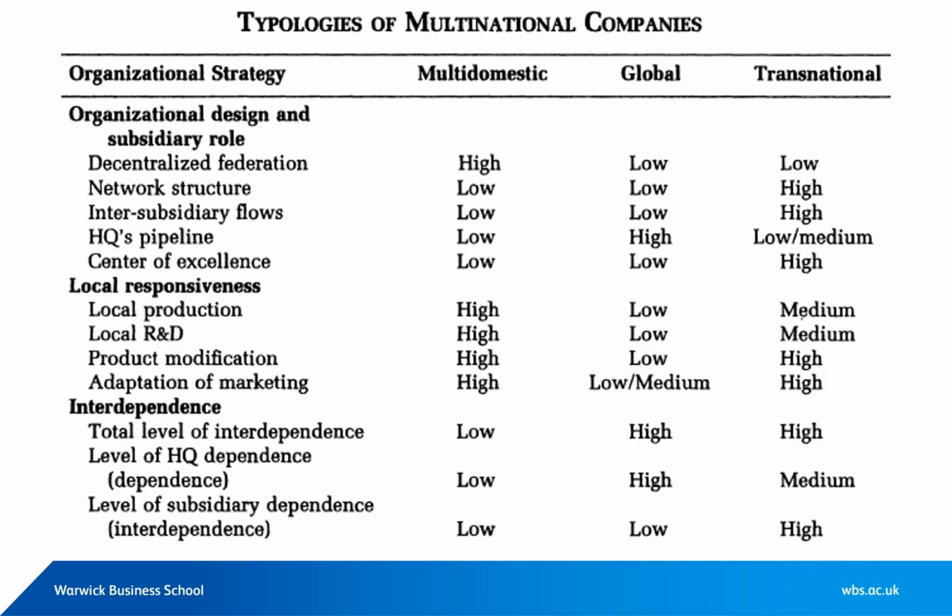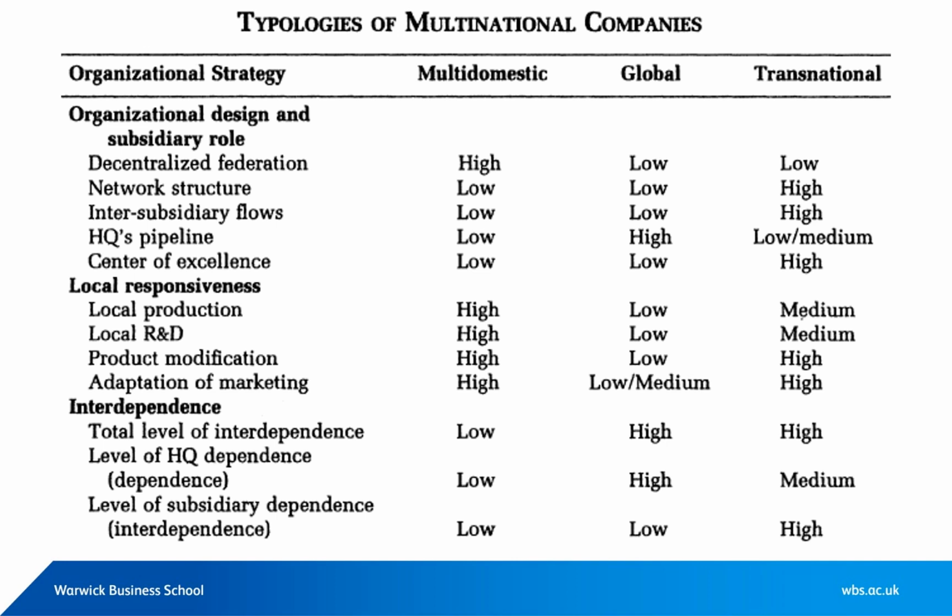Now let us look at a table. It is taken from the article by Harzing, published in 2000. It is one of the recommended readings, so if you're interested in this topic, I would ask you to give it a look. This table shows how the three strategic orientations, multi-domestic, global, and transnational, influence the organizational or structural characteristics of a multinational firm.